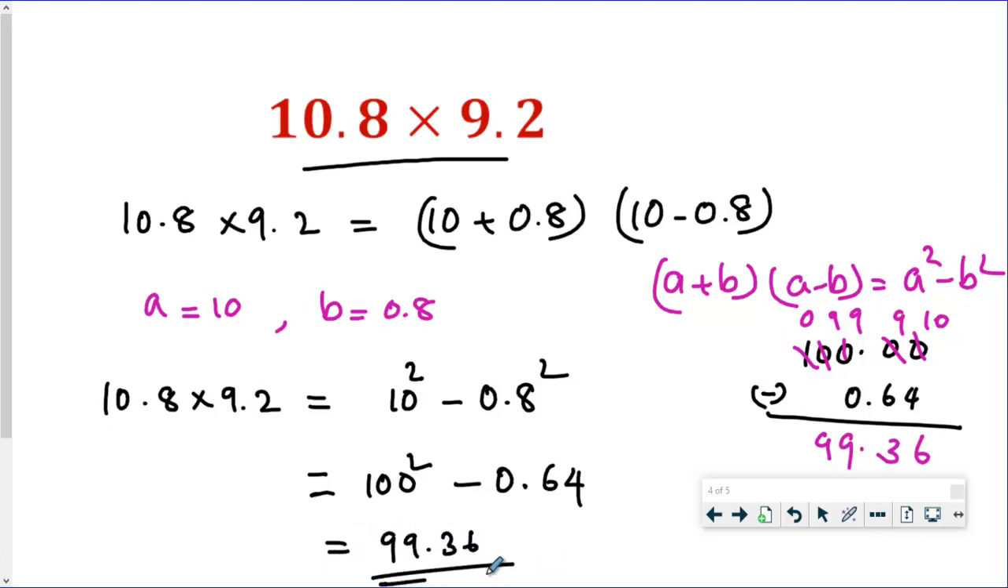In this way we can multiply decimal numbers by using the identities.